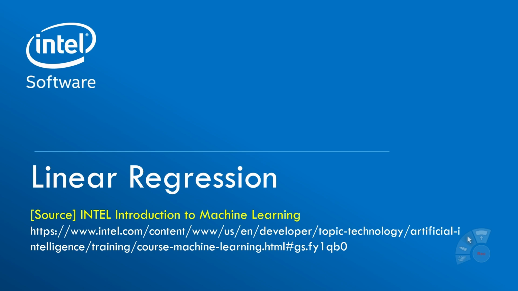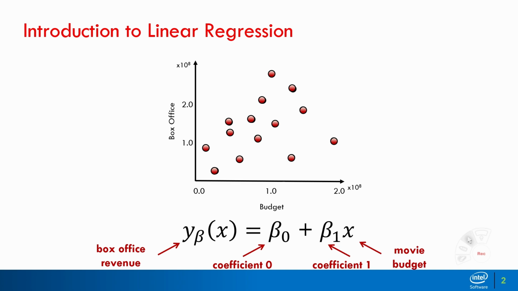Then, let's get started. Here's a scatter plot of various movies. The x-axis represents the budgets, and the y-axis represents the box office revenue. Let's predict the box office revenue of a new movie using the input budget.